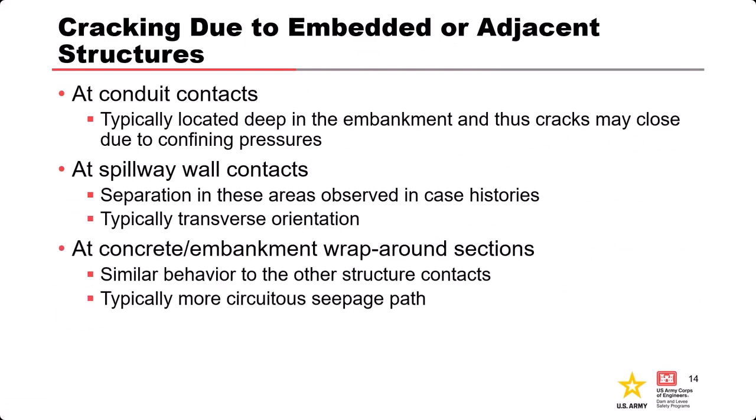We also may see cracking due to embedded or adjacent structures, such as at conduit contacts, spillway wall contacts, and concrete embankment wrap around sections. We'll get, again, different kinds of potential defects in our dam based on these various kinds of structures. Spillway wall contacts can be an important one because these are typically transverse orientation, which means they'd be through the dam, which again would make it more problematic from a concentrated leak erosion standpoint than something that might happen more along the axis of the dam or longitudinally.